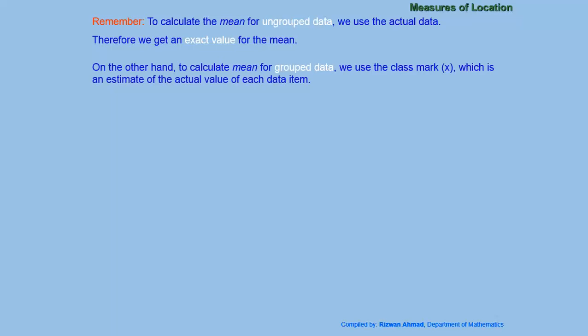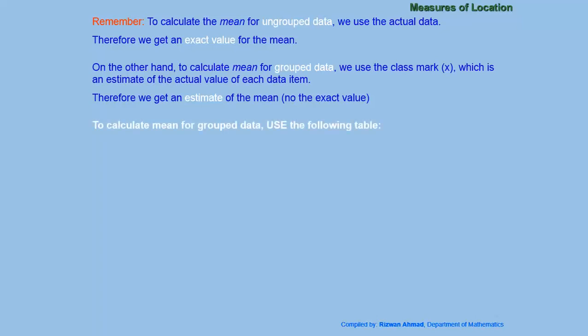As we know, to calculate the mean for the ungrouped data, we use the actual data. So therefore, we get an exact value for the mean in case of ungrouped data. And in case of grouped data, we use the class marks instead of the original data. So this is an estimate of the actual value of the data. Therefore, in this case we have an estimate of the mean, not the exact value.